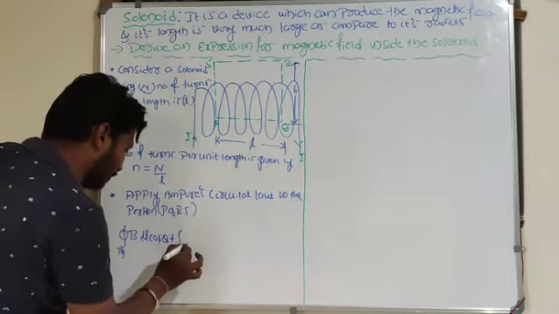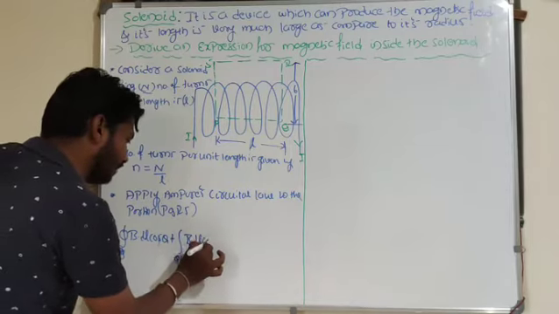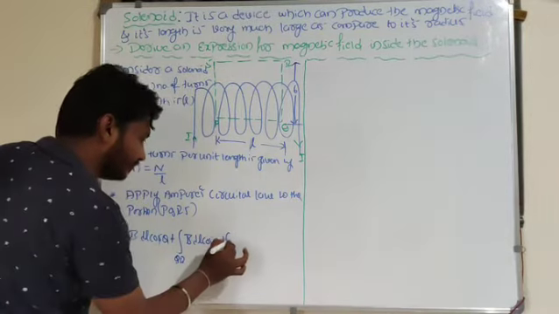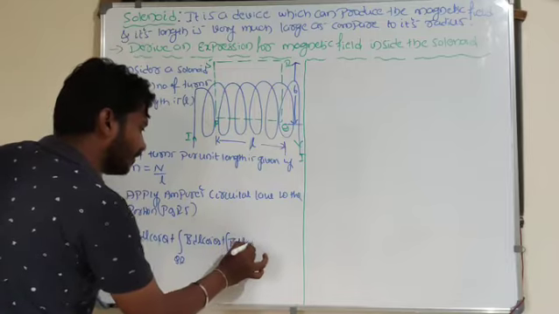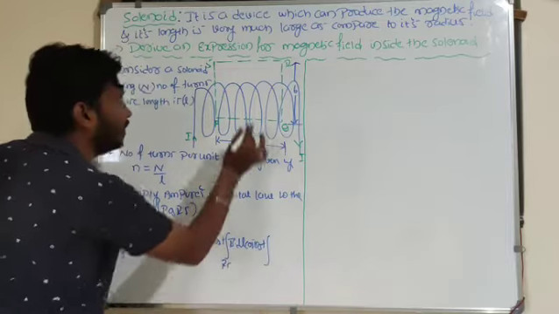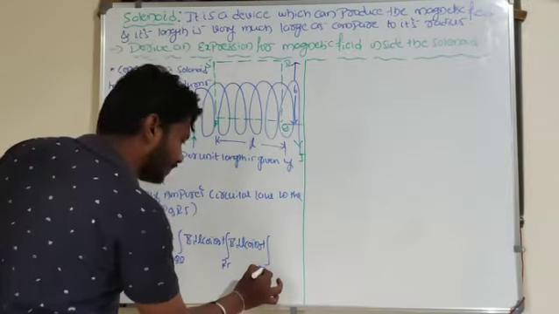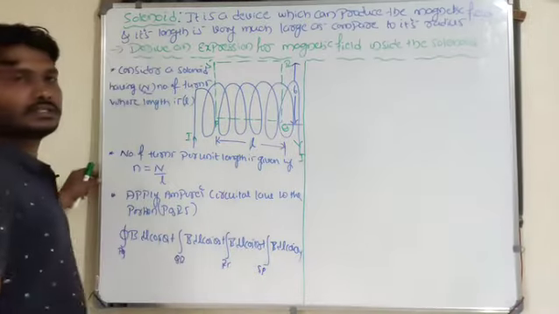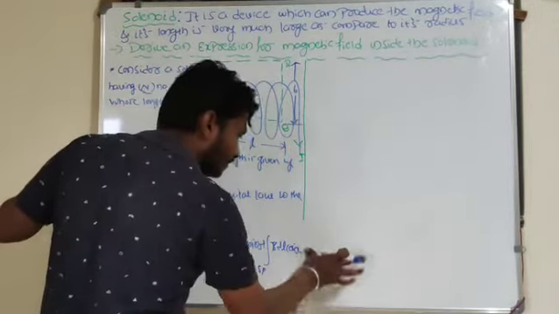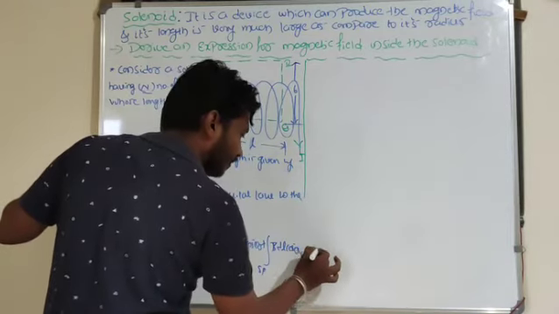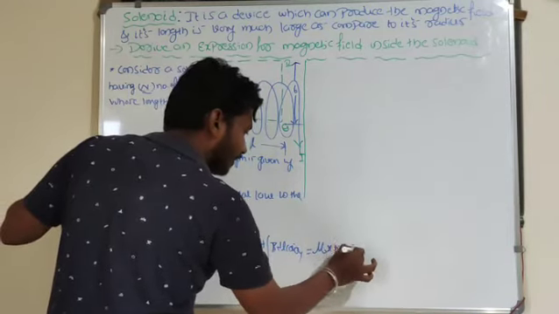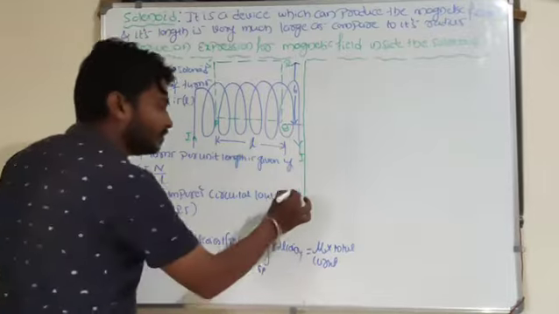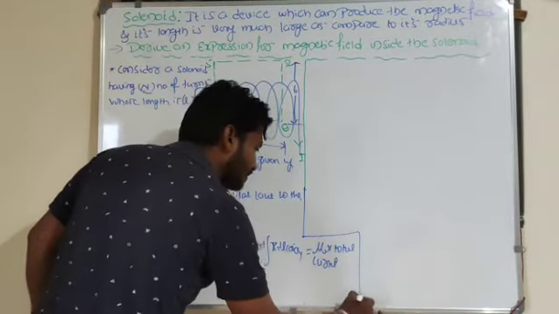Next, Q to R, same thing: integral of B dl cos theta 2. In a similar way, R to S: integral of B dl cos theta 3, plus S to P, which is also integral of B dl cos theta 4. It is equal to mu naught times the total current enclosed.